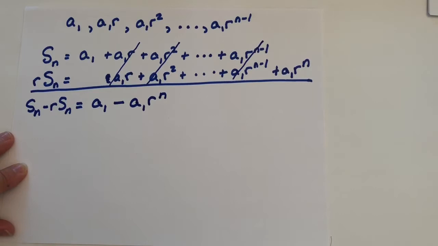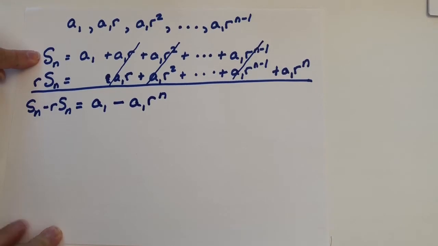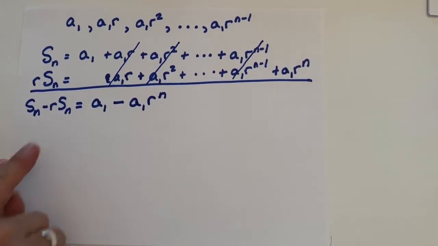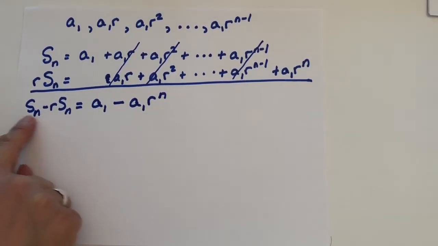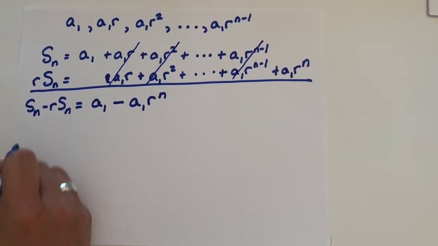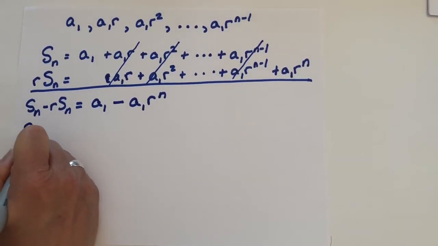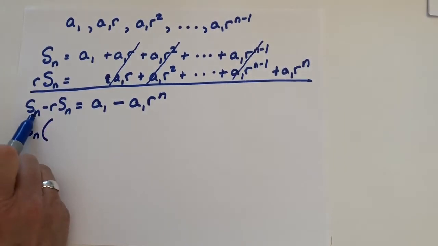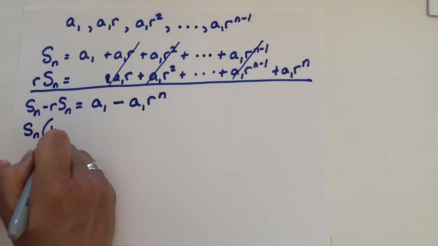Don't lose sight of what we're trying to find. We're trying to find a formula for the nth partial sum of this geometric sequence. So we're trying to solve for s sub n. And notice we have an s sub n in both of those terms, so I'm going to factor out that s sub n. And we'll just have 1 left from this term, minus r.